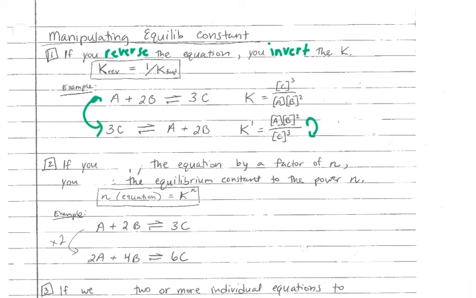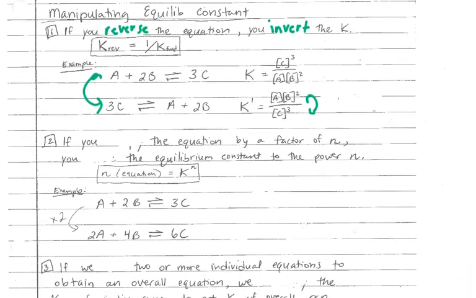It fits with our new products being A and B, so now the numerator in this K is A times B squared. All right, so if we were told that the K for this equation was 30, that means that the equilibrium constant K for the reversed equation would be 1 over 30, which is what, 0.03?